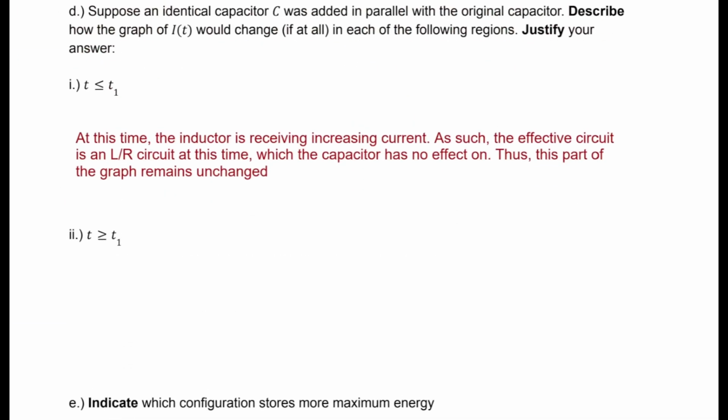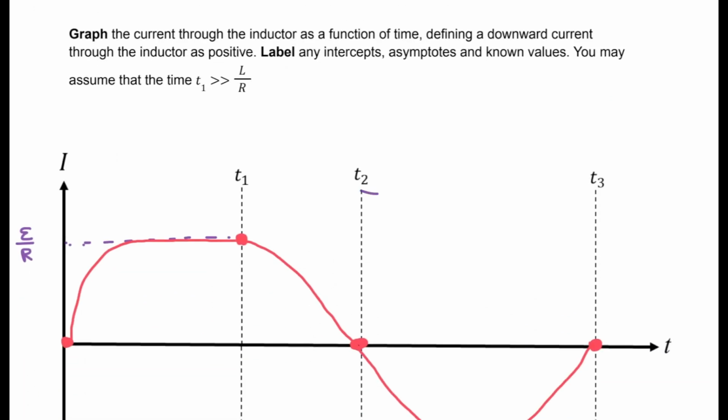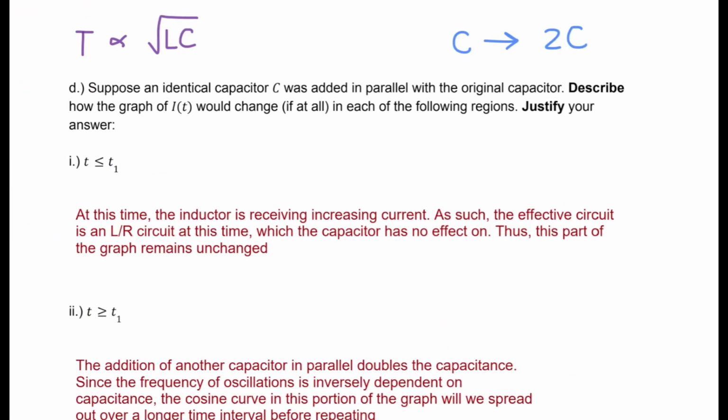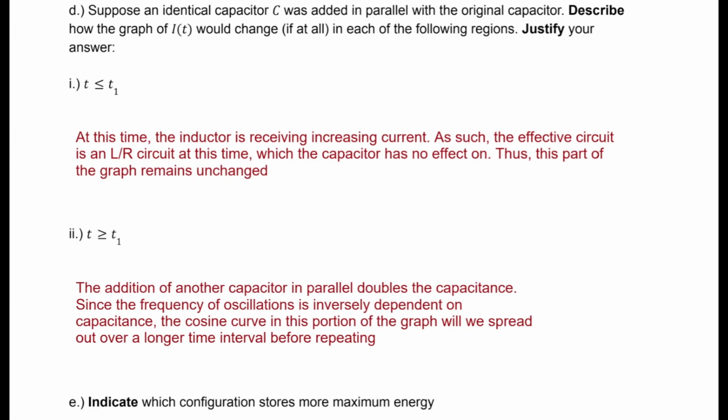So how would our graph change after that? Well, the cosine curve in this second portion would be spread out over a longer time interval. So this T2 and T3 would both be shifted, where the time between these events would significantly increase. Well, it would increase by a factor of root 2, I guess. And then there's other changes we could look at as well, but those are the primary ones.